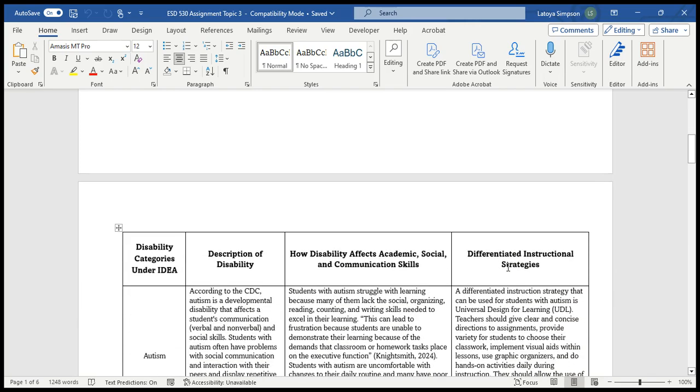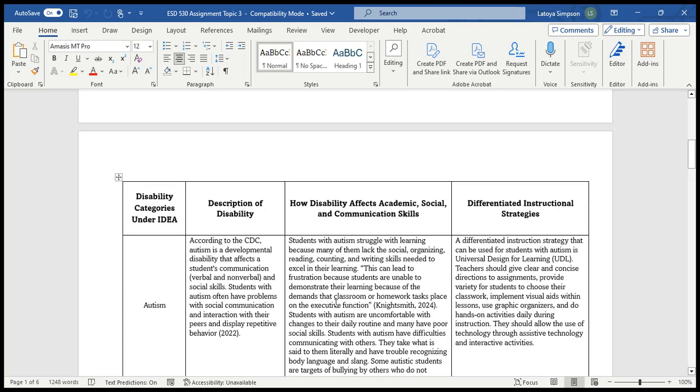Our assignment was to pick 5 categories of disabilities under the Individuals with Disabilities Education Act and describe the disability, how it affects academic, social, and communication skills, and also what types of differentiated instructional strategies we can use to be effective teachers for those students that have been diagnosed with that disability. The first disability I have is autism.